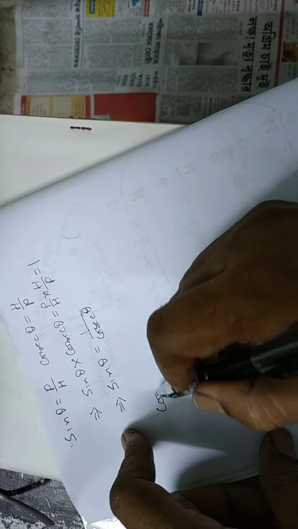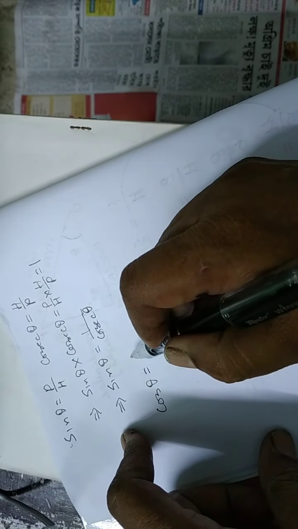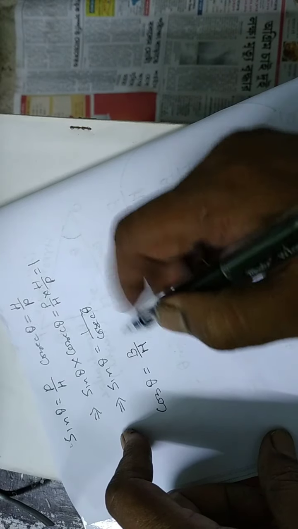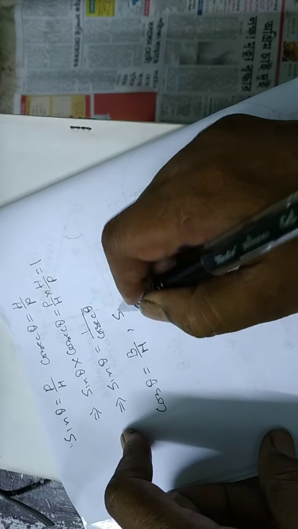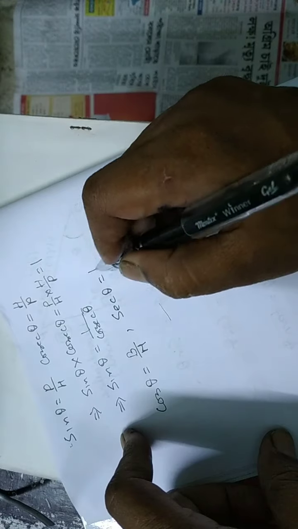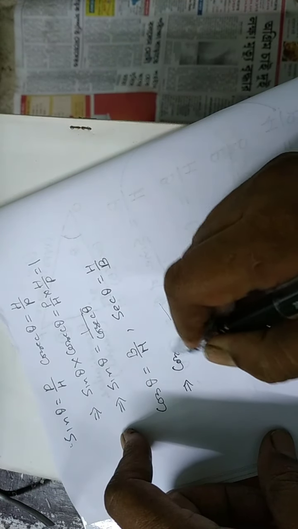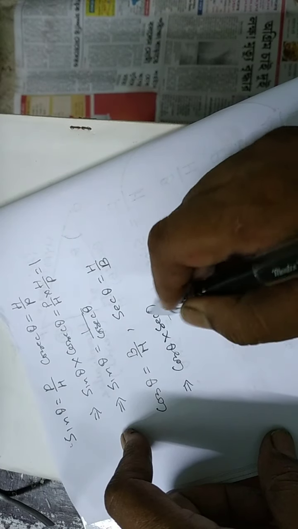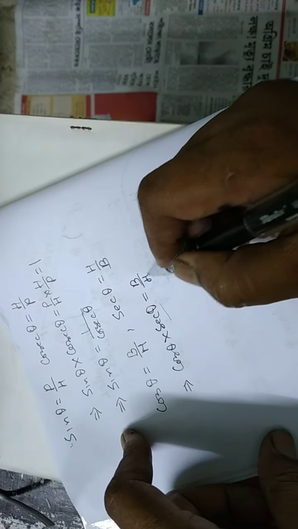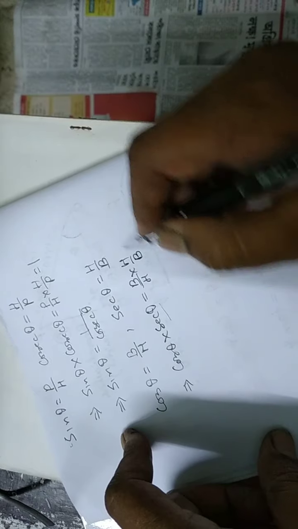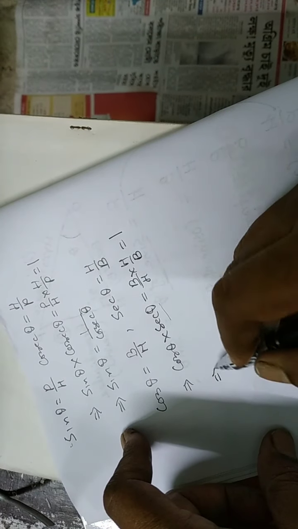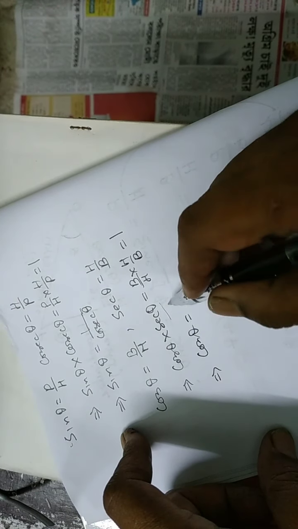Similarly, cos theta equals B by H and sec theta equals H by B. So obviously cos theta into sec theta equals B by H into H by B equals 1. So cos theta equals 1 by sec theta.